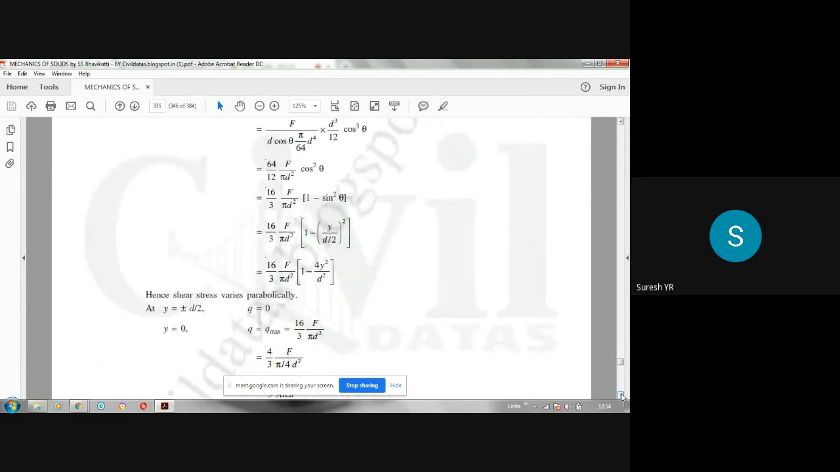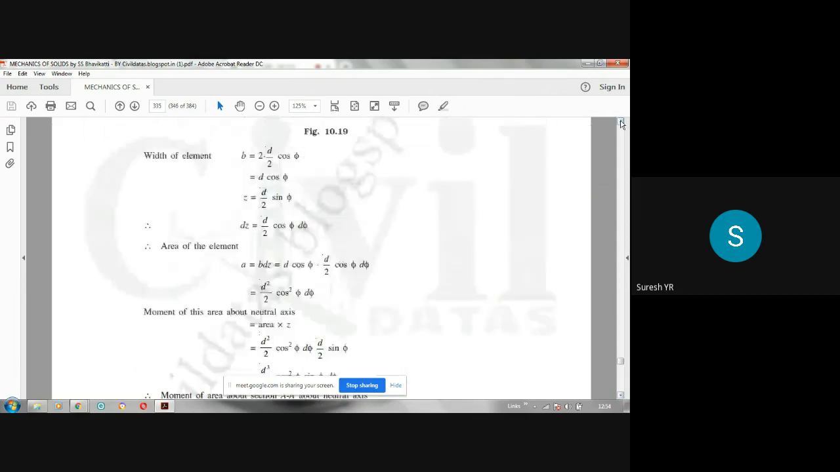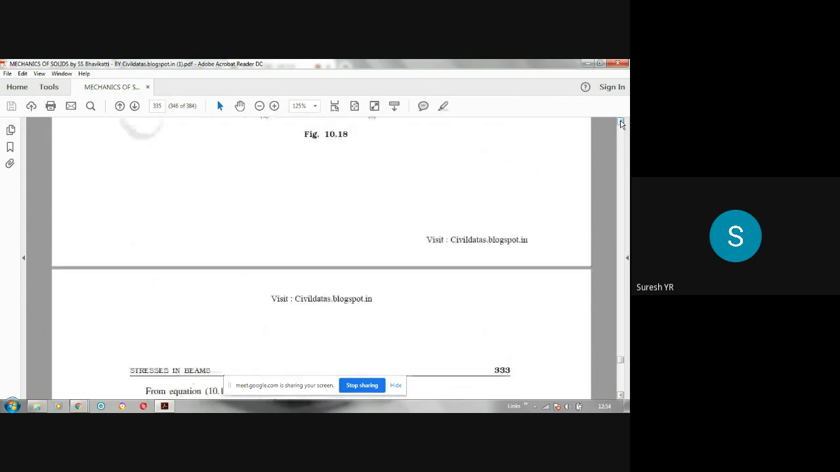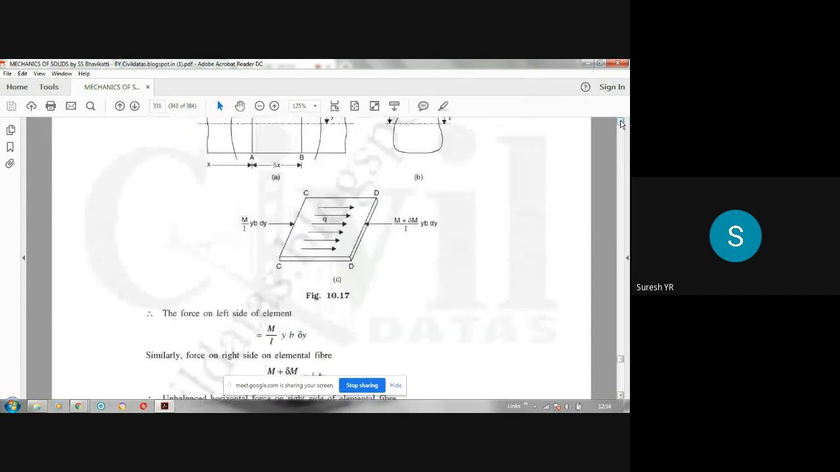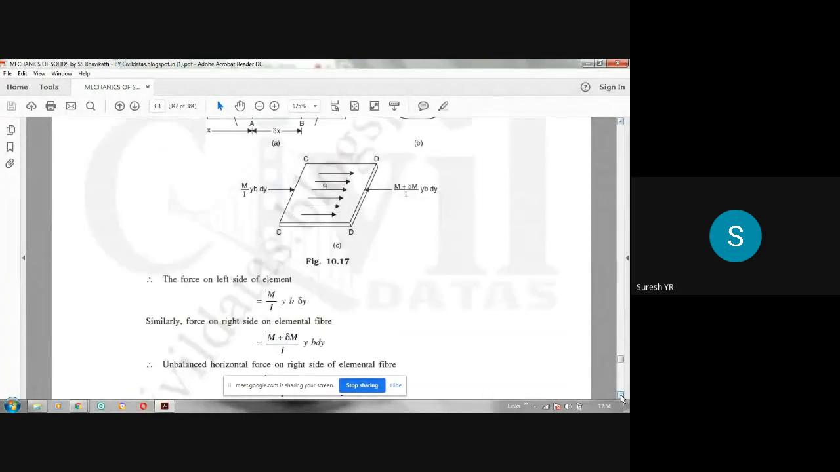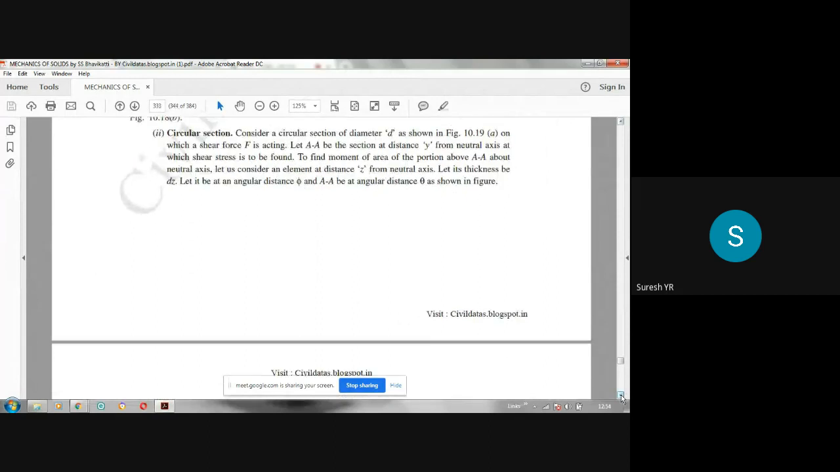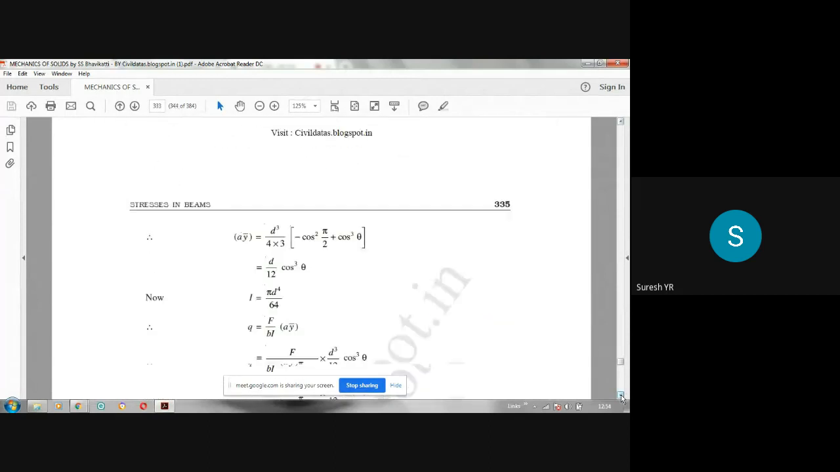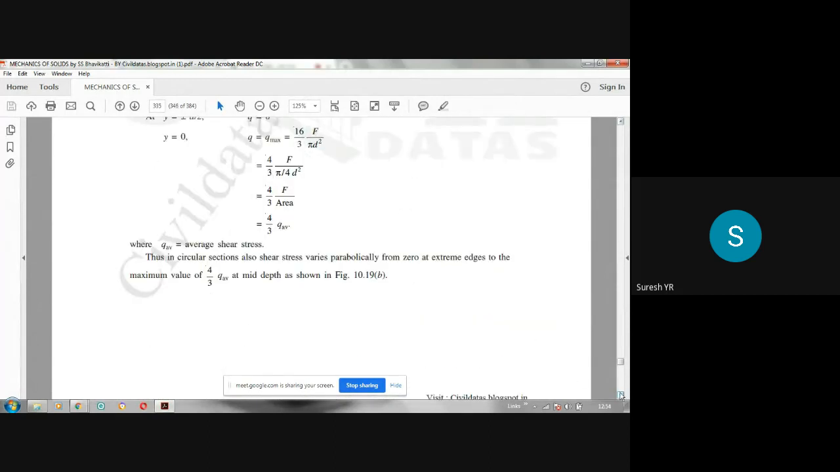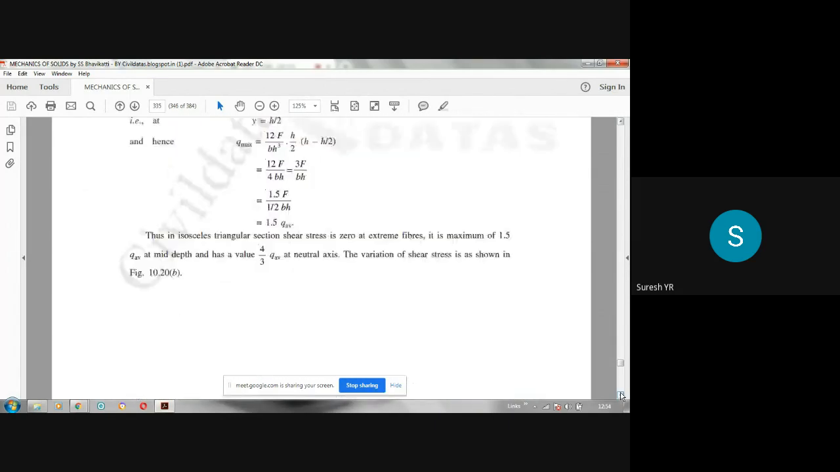When you look at that circular cross section, if you have any difficulty, you can call me and ask me. It has been explained very neatly in this. Circular also is neatly explained. All the diagrams are very clear, so you can understand once you practice. Some integrations are required, that's all. Nothing else. Limits of integration have to be understood.